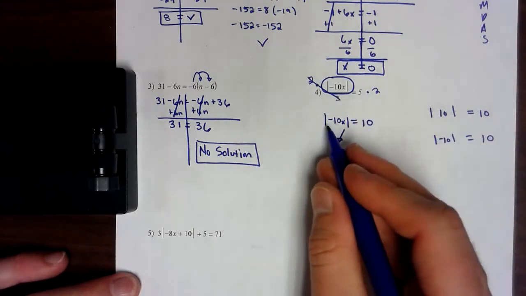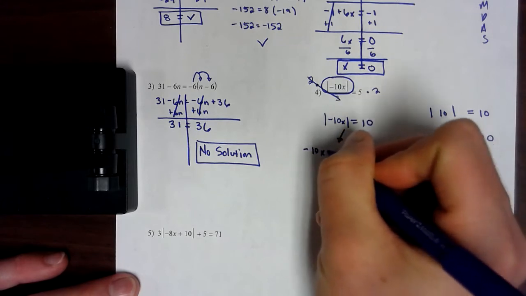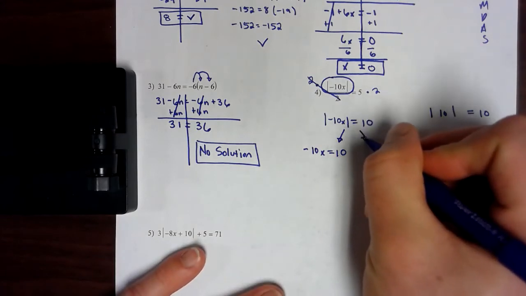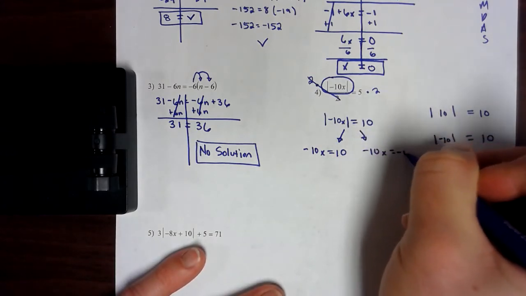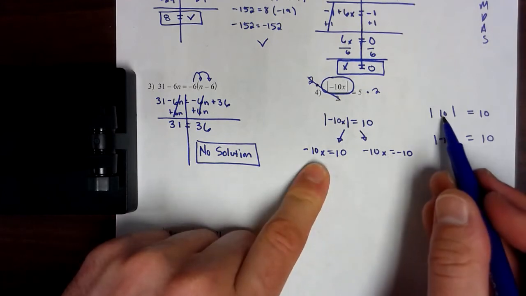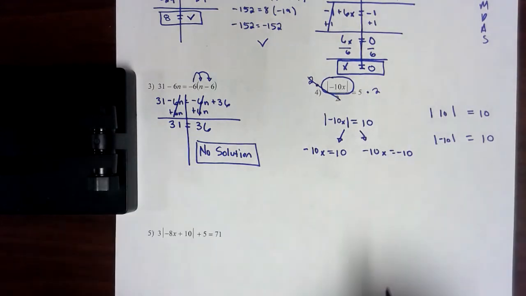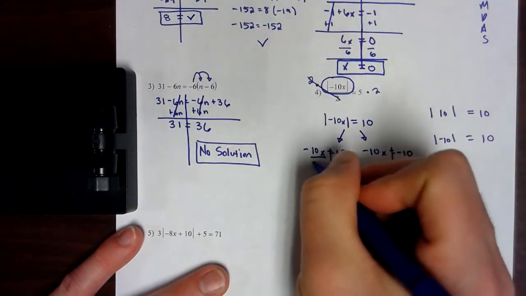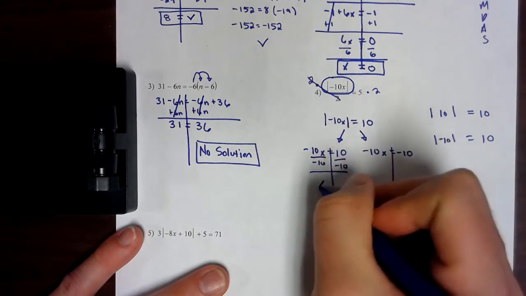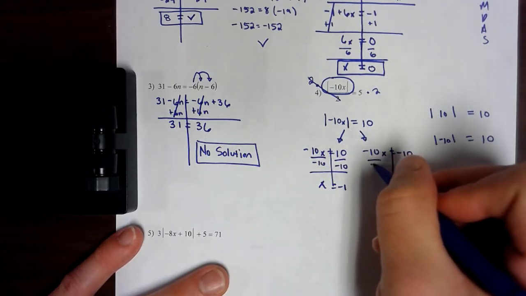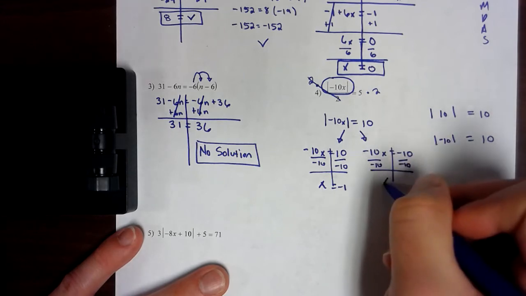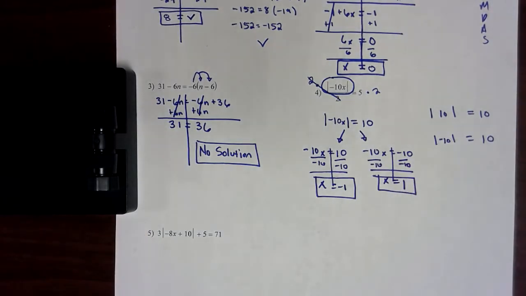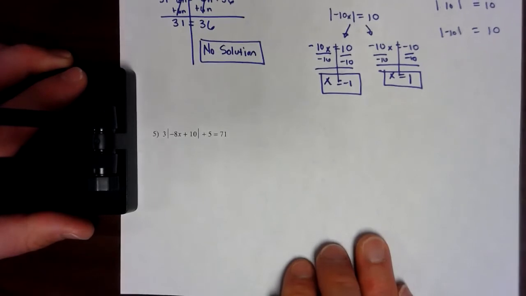We do that by first dropping the absolute value brackets and not changing a single thing, setting what's inside there equal to +10, and then setting it equal to negative 10. Because we want that term to equal positive 10, and then we also want this term to equal negative 10. Now we have two equations to solve. I divide by negative 10 and get x equals negative 1. Again, divide by negative 10 and get x equals positive 1, giving us two different solutions, 1 and negative 1.